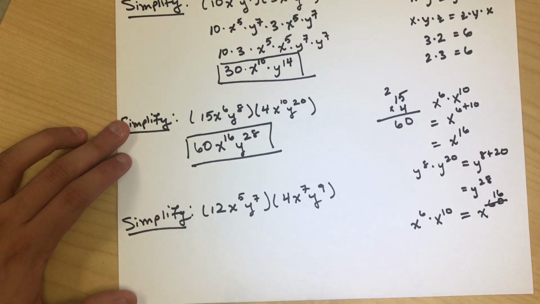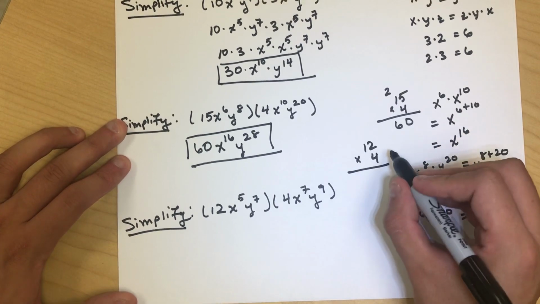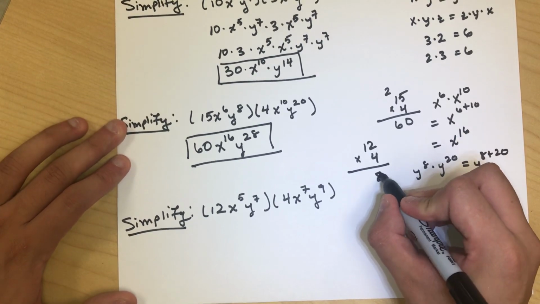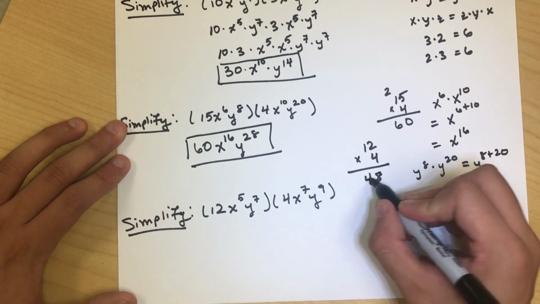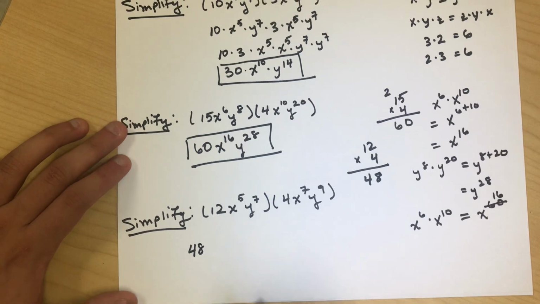Let's look at this one. We have 12 times 4. Let's go to the side and do that real quick. 12 times 4. 4 times 2 is 8. 4 times 1 is 4. So we get 48. That was these two.